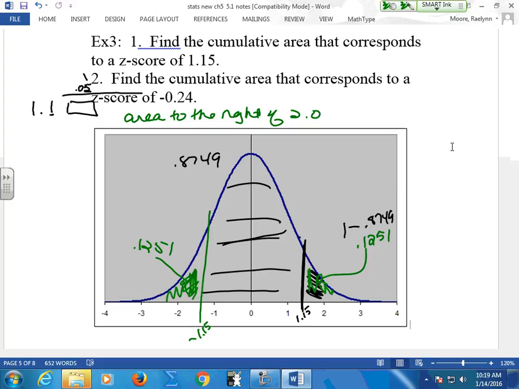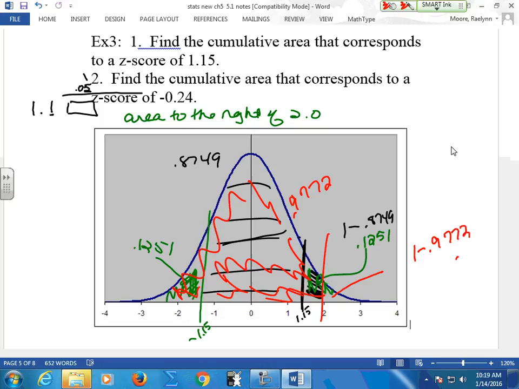You have 2 ways to do this. Let's look it up both ways. Look up 2.0, and what do you get? 0.9772. Thank you. That means this whole area is 0.9772. Is that my area to the right of it? No. So to the right of it, I have to say 1 minus 0.9772. So I get 0.0228, hopefully.